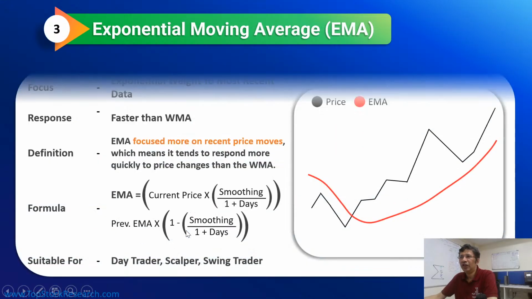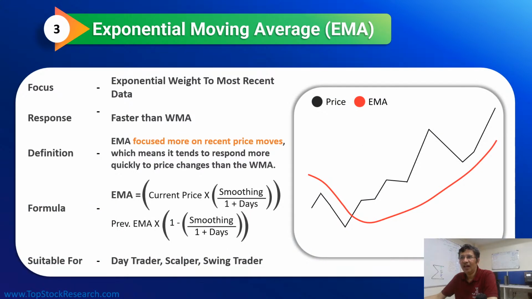The next one is the exponential moving average. It is again a variation of the two moving averages that we have seen. The prime objective of this one is that it gives maximum weight to the latest, most recent data.